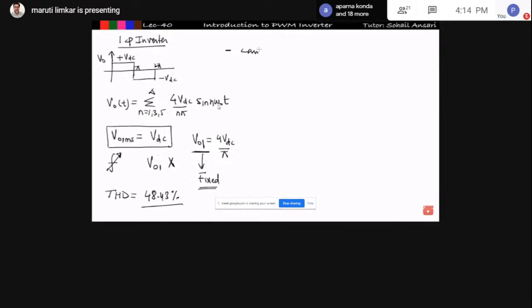So we cannot control the fundamental RMS output voltage, the fundamental peak voltage, or the total RMS voltage by using this method. Why? Because from 0 to pi, the width of the pulse is fixed. From 0 to pi it is conducting till 180 degrees, and the output I am getting is plus VDC, and from pi to 2 pi it is minus VDC. We cannot control the pulse width of this output voltage, right? That is the reason the fundamental output voltage is fixed and the RMS output voltage is fixed.